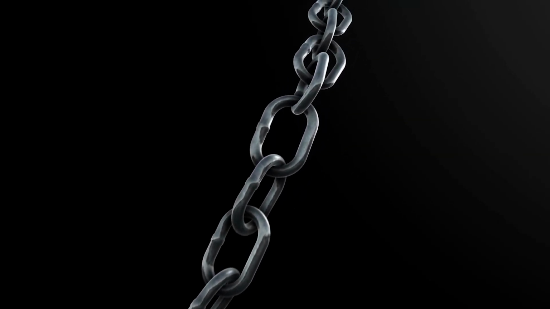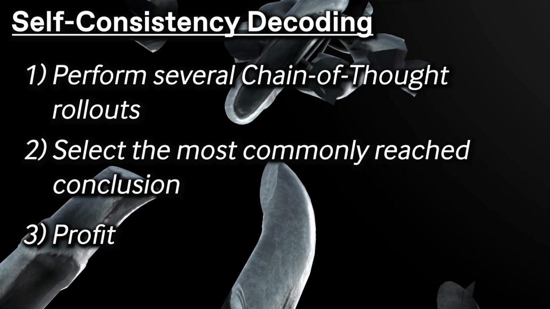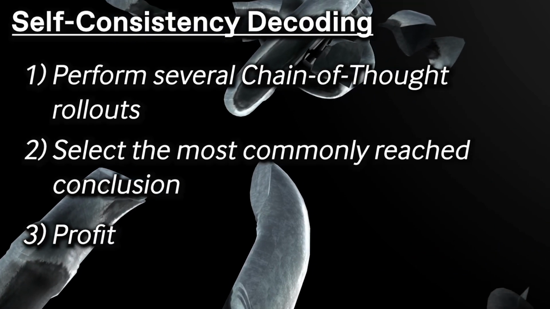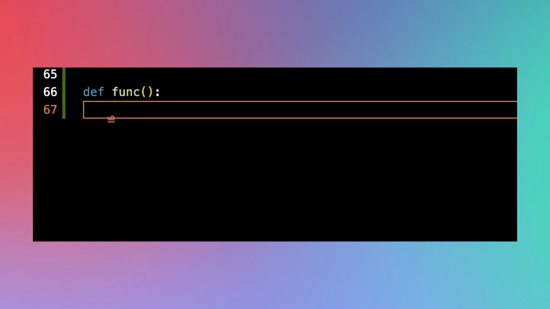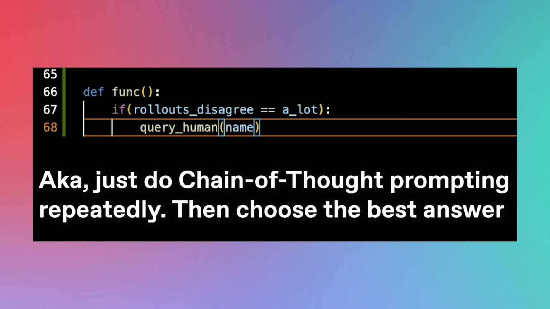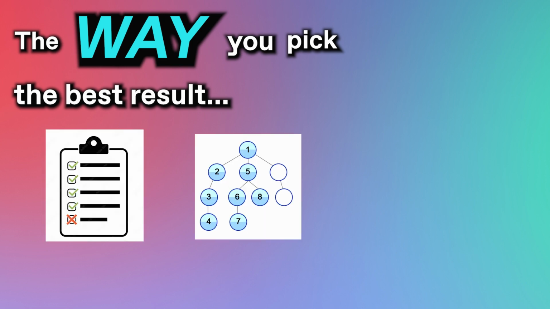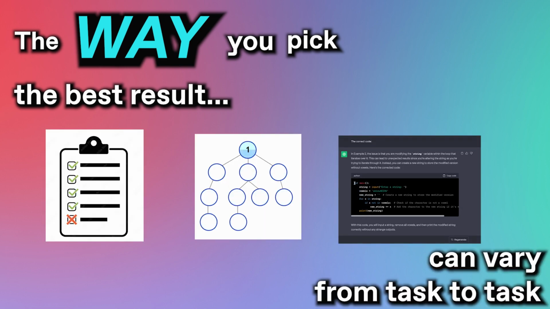Okay. Now that we know about chain of thought decoding, we can build off of it to arrive at self-consistency decoding. This method performs several chain of thought rollouts, then selects the most commonly reached conclusion out of all the rollouts. And if these rollouts disagree a lot, a human can be queried for the correct chain of thought. That is, you just do chain of thought prompting repeatedly and pick the best result. The way you pick the best result, that is, the criteria you're using, the algorithms you're employing, and the examples you're picking from, can vary from task to task.